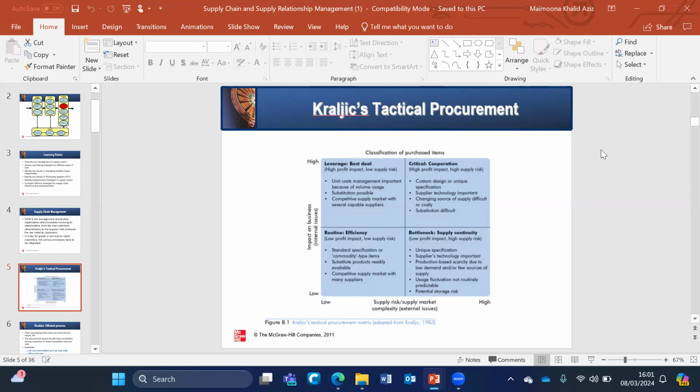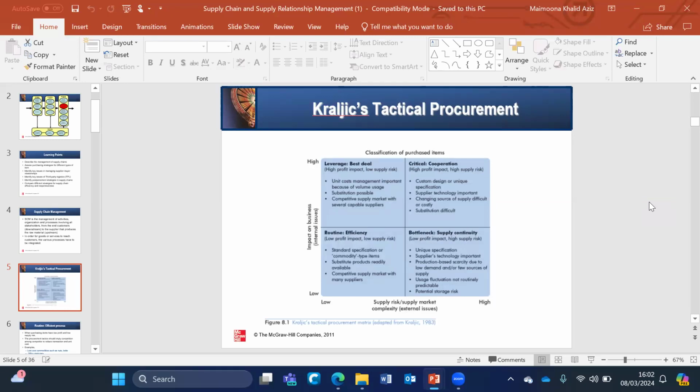The next one is high profit, high supply risk. That means the profit is high and you don't have a lot of different suppliers offering you that product. So in that condition, you have to cooperate, and it is critical for you to cooperate with your supplier, because if you don't, it's very hard for you to switch suppliers. It could be something that is a custom design. It could be supplier technology import. So it could be that supplier has some important technology, or it could be that product is difficult to substitute.